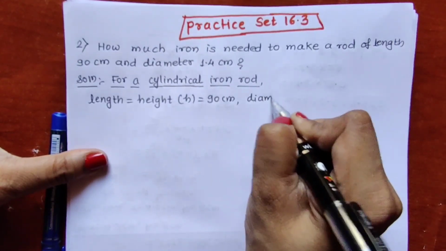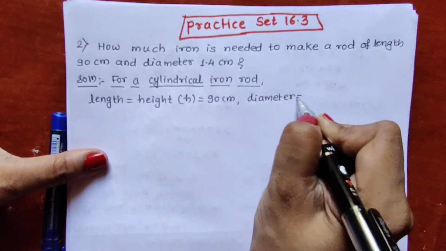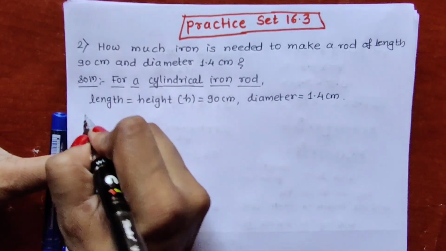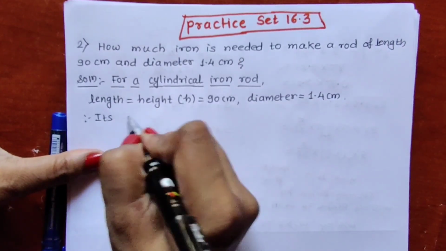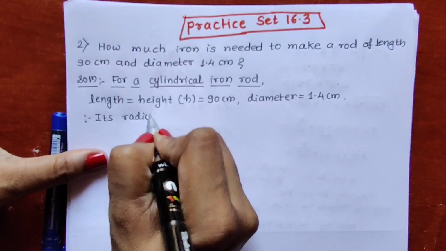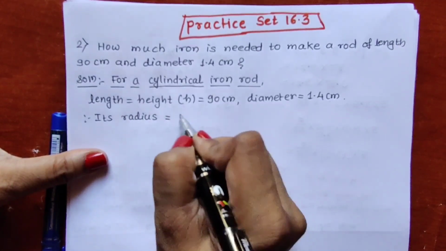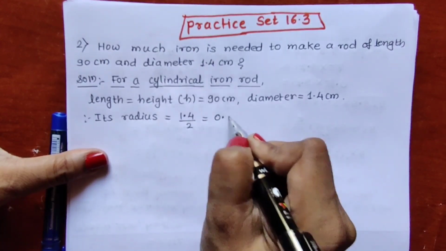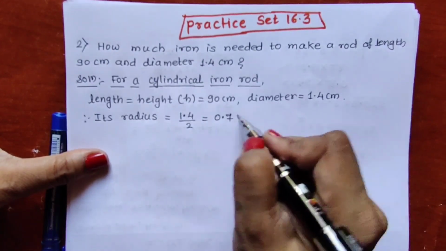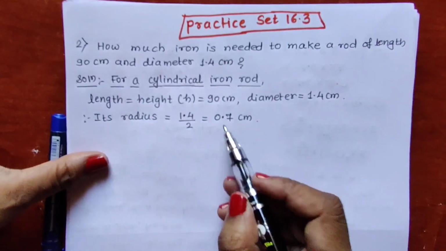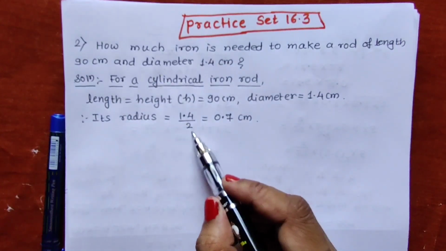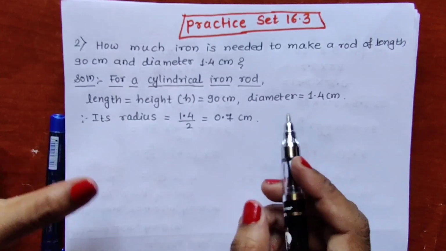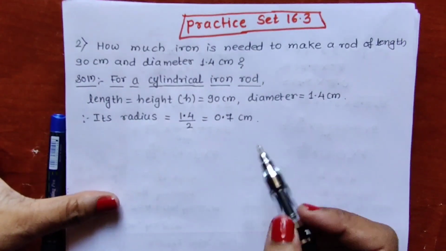Diameter is equal to 1.4 centimeter. As the diameter is 1.4, therefore its radius, we all know radius is half of diameter, so 1.4 divided by 2. 2 sevens are 14, we all know, so 0.7 centimeter. Why have I written 0.7? Because this 1 is smaller than 2. So when we cancel, first we have to write 0, and 0.7 centimeter will be the radius of this rod.